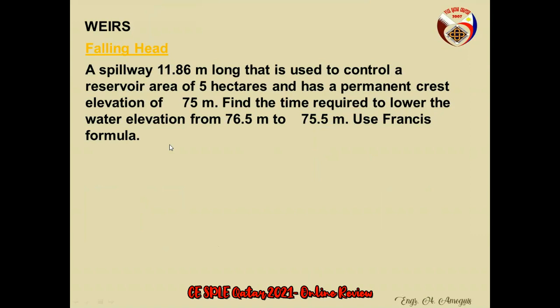Ano bang ibig sabihin ng falling head? Katulad kanina sa orifice, yung surface area is changing, no? At a given time. Okay? So, yung formula ng weir, parehas lang. Yung 1.84, 1.4, 1.8, depende sa type of weir. Di ba? Ngayon, paano naman yung diskarte natin pag falling head?